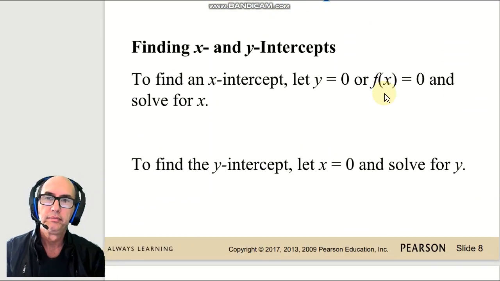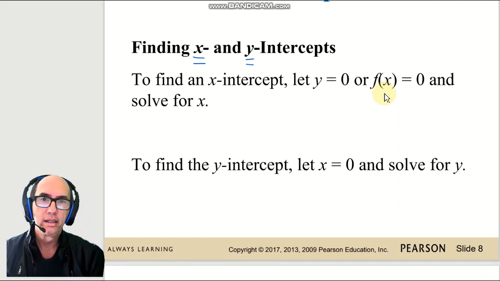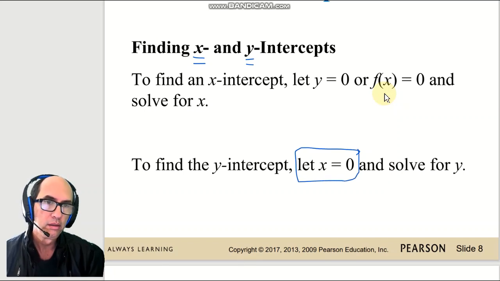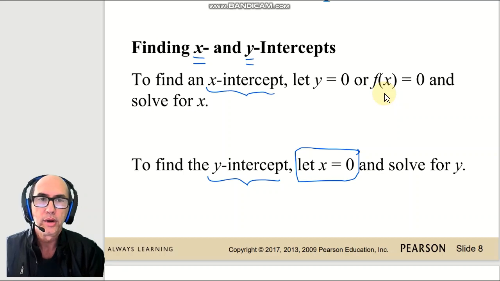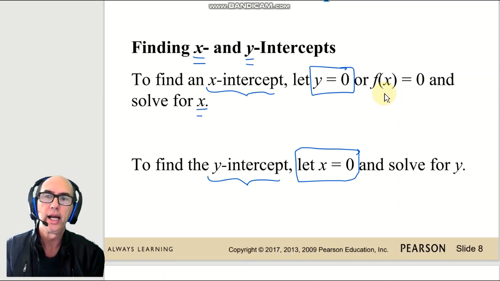To find the y-intercept, you have to make x equals 0. Let's start with the y-intercept. Make x equals 0 and plug it into the equation or the function, and then you're going to find the y-intercept. If you want to find the x-intercept, it's the other way around. You're going to make y equals 0 and plug it into the equation to find x.